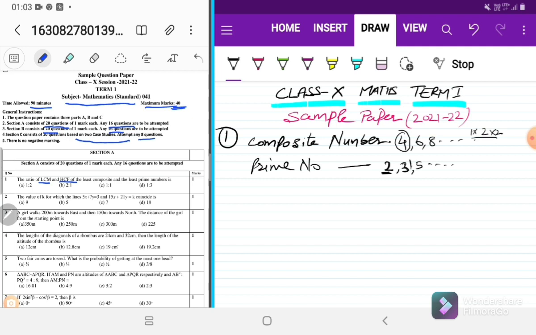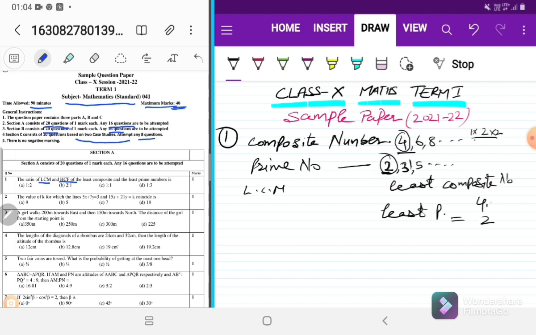So what is the question? The question is you have to find the LCM and HCF. First of all, we'll find the LCM of the least composite number and the least prime number. So we'll write here: what is your least composite number? The least composite number is 4. And what is your least prime number? The least prime number will be 2.